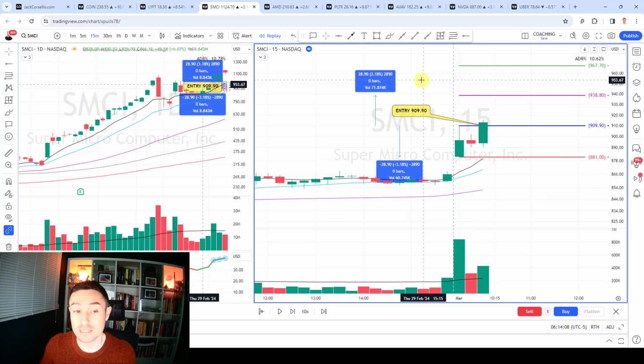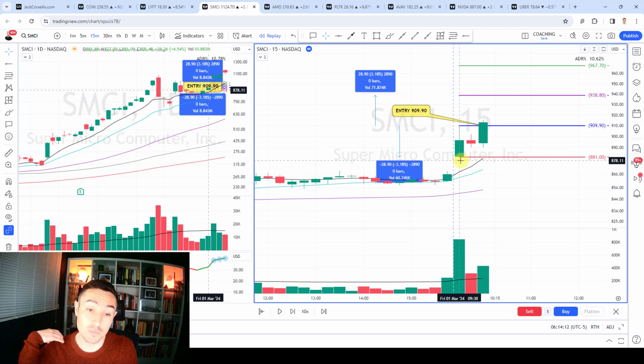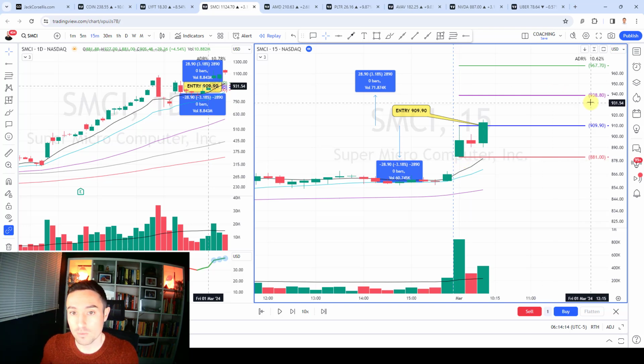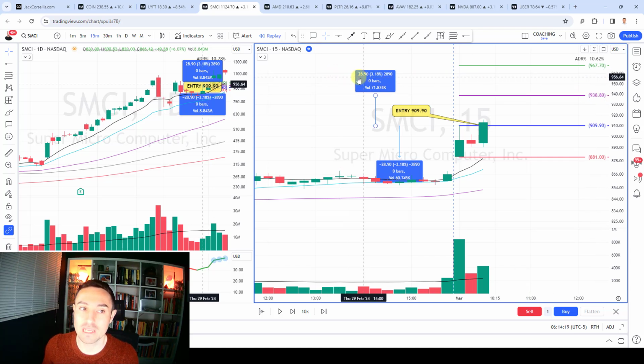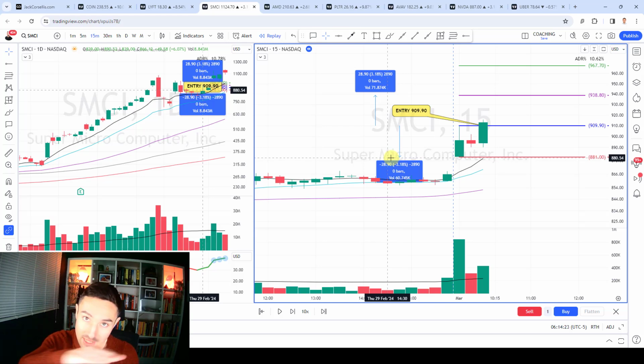So if we were looking to sell half of the position off of the initial stop loss, then we're not looking to move the initial stop loss up. Our free roll target is going to be 938.80. Why? Because that's going to be $28.90, 3.18%. That's the same as our risk. So again, selling half of the position at that profit then cancels out the remaining risk.